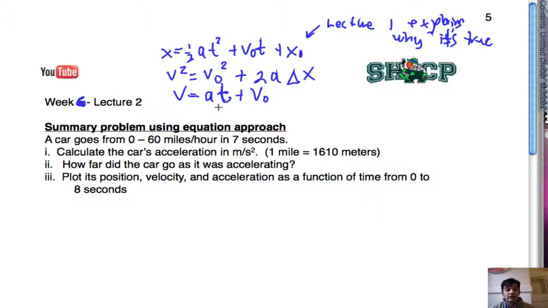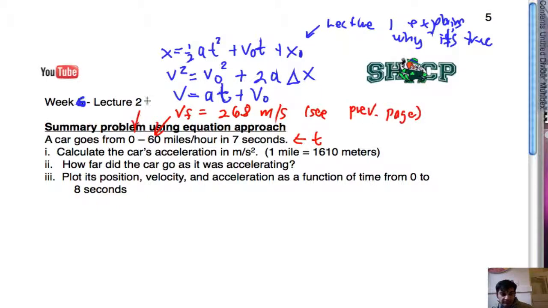Okay. So now what we're going to do, we have the equations, so we do exactly what we did in the last part, which is we read the problem and label every variable. So this is t, and then this will be v final, which on the last page we converted to 26.8 meters per second. So I'll say see previous page, which you should also have in your notes. And this, of course, is v initial. And we want to know what the car's acceleration was and how far it was going.